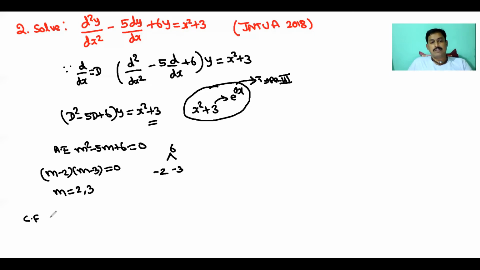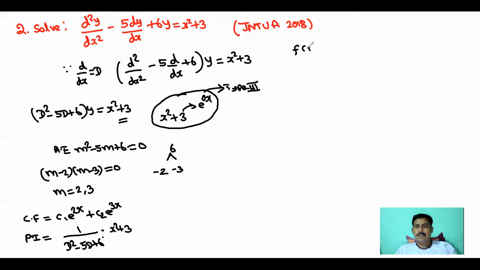Roots are real and distinct. Your complementary function is c1 e power 2x plus c2 e power 3x. PI equals 1 divided by f of D, where f of D is D square minus 5D plus 6, into x square plus 3.